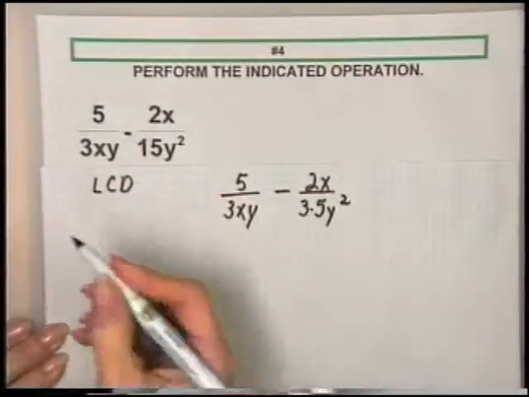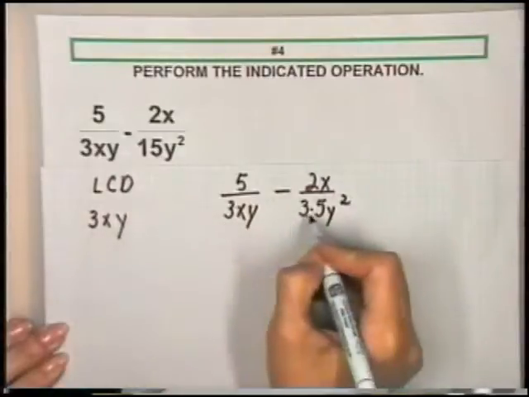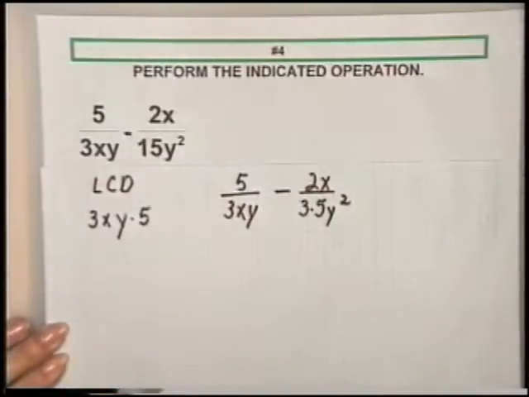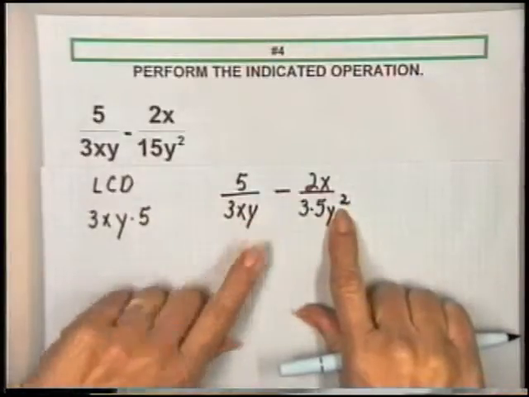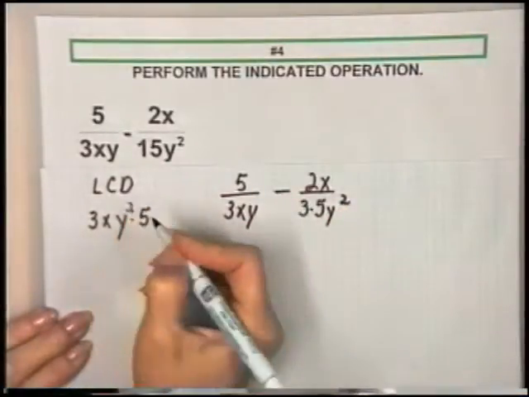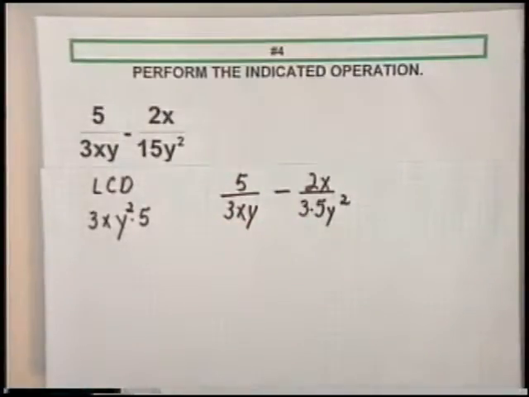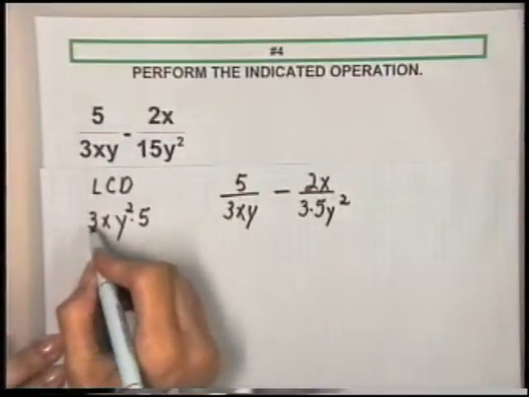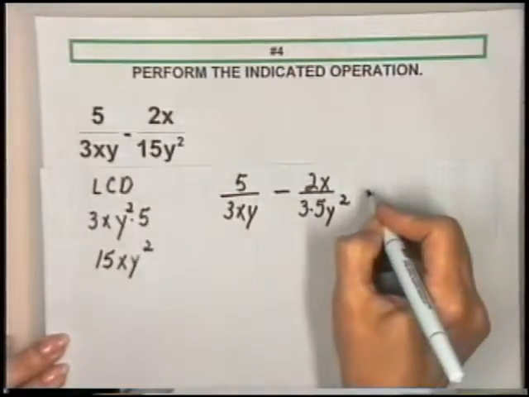When I write each different prime factor, I will have my 3, my x, my y. I've already used my 3, I need my 5, and I have already used a y. Now on the y, since y is used to the first power here and the second power here, I will need to use y to the second power. My 3, my x, and my 5 are all raised to the first power, so I only need to use them to the first power. When I multiply my factors out for my LCD, 3 times 5 gives me 15xy squared.